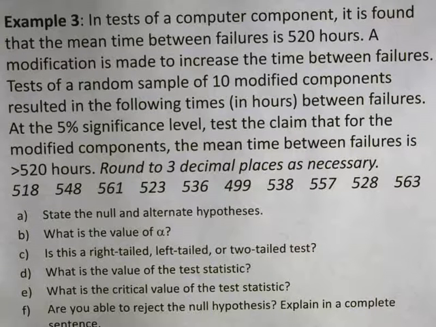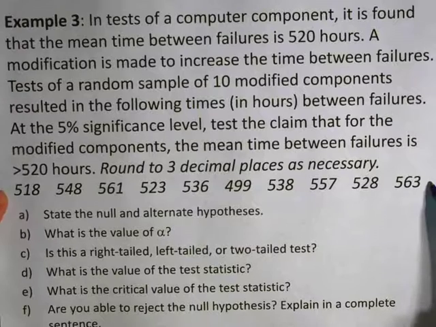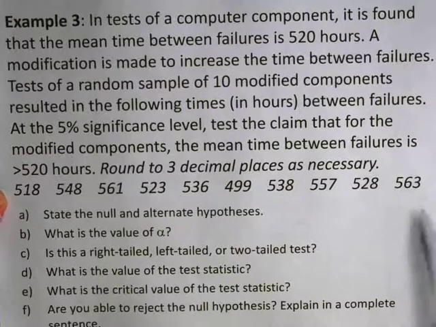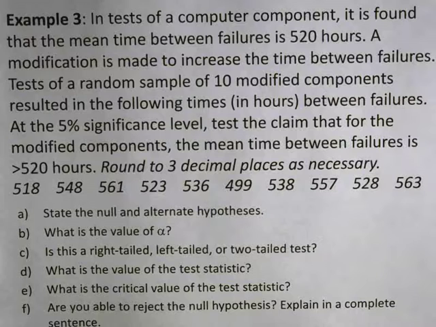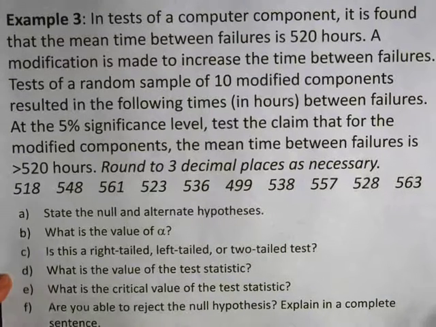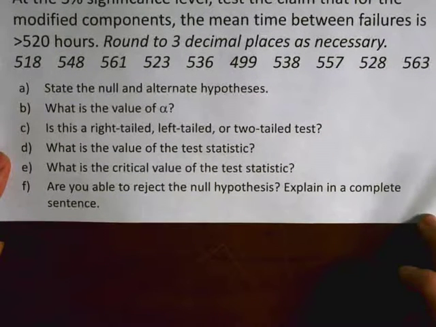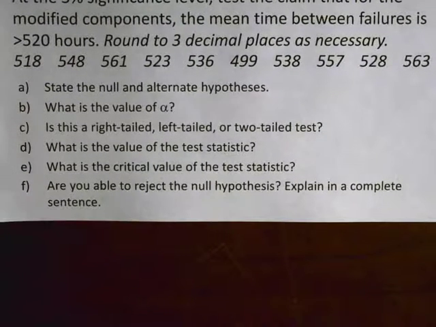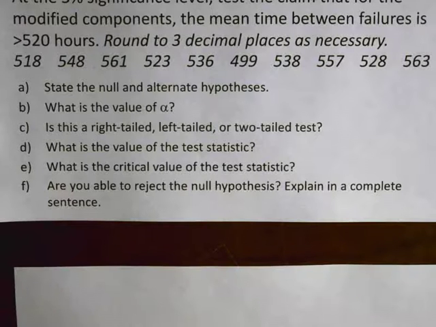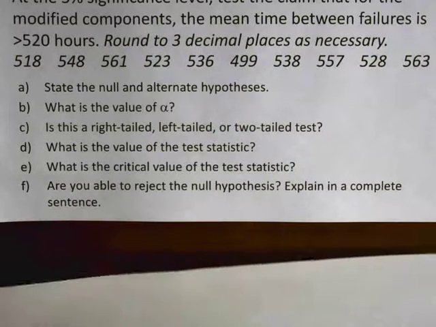They had a random sample of 10 components and found the times that are listed here for the time until failure. And we want to test at the 5% significance level. We want to test the claim that the mean time between failures has actually gotten better, that the modification they made improved what was going on. So that's our problem. The reason that this is a t-test instead of a z-test is because we haven't been given a population standard deviation, so we have to use t.